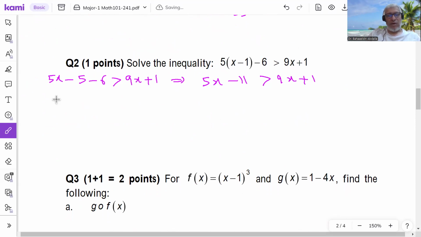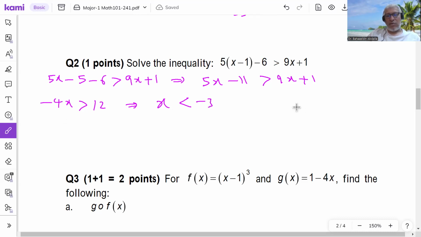If I bring 9x to the left-hand side, I'll have 5x minus 9x, that's negative 4x, greater than 1 plus 11, that's 12. Now dividing by negative 4 will change the direction of the inequality. We'll make it, instead of greater than, less than, because I'm dividing both sides by a negative number. So negative 4x over negative 4 is x. The direction changes, and 12 over negative 4 is negative 3.